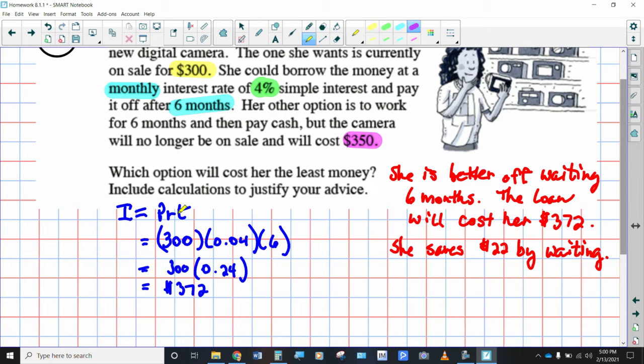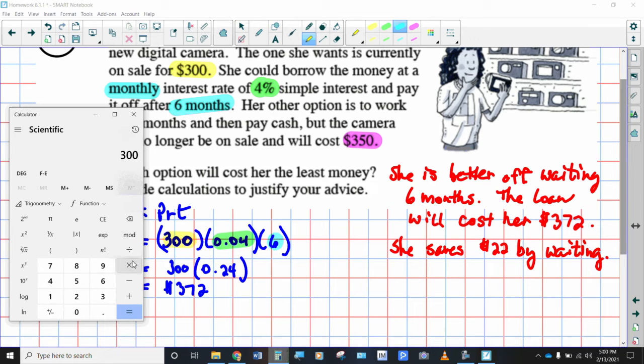So let's check this out. I equals PRT. We're going to plug in the principal, the interest rate, and the amount of time. And I did it a different way this time. It doesn't really make any difference which direction you go when you multiply. You can multiply 6 times 4/100ths to give you 24/100ths, and then multiply that times 300, which is 72. Or you could have taken $300 times 4%, which is $12 per month. She's going to have to pay back in interest. 12 times 6 is 72.